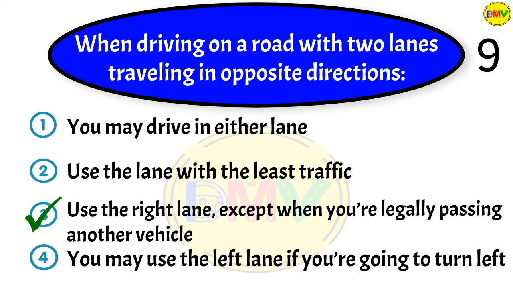The correct answer is 3. On a road with 2 lanes traveling in opposite directions, you must drive on the right side of the road, except when you are legally passing another vehicle.